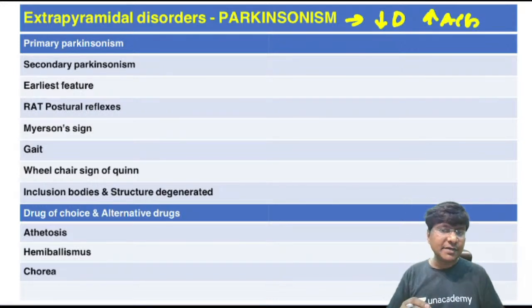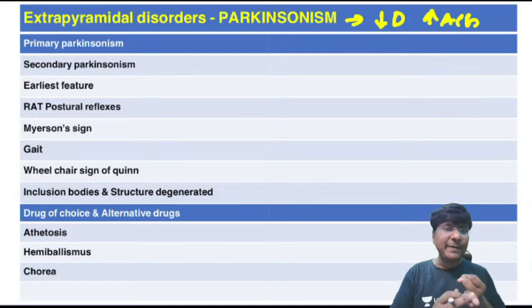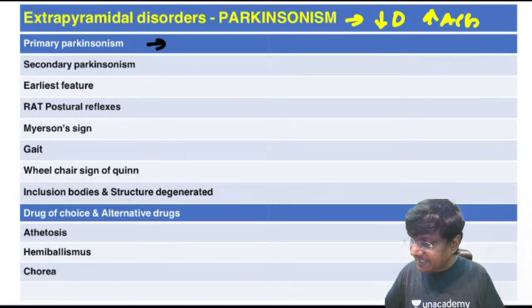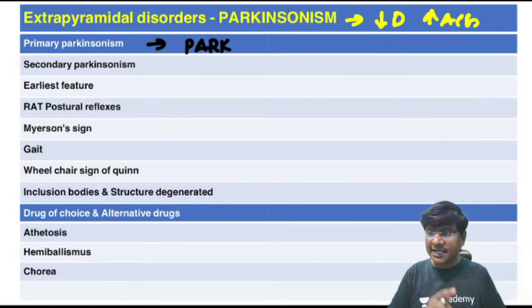Then when you are using the word primary Parkinsonism, another name for primary Parkinsonism is Parkinson's disease, or idiopathic Parkinsonism, right? And it occurs mainly due to gene mutation, that is Park gene. Can anyone tell me on which chromosome this Park gene is present?